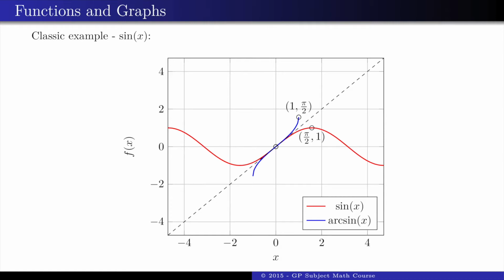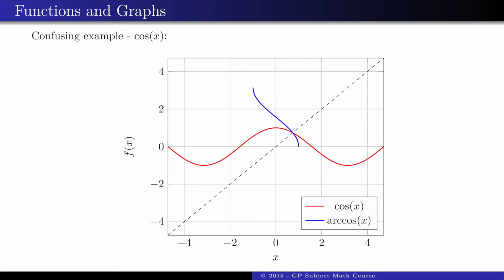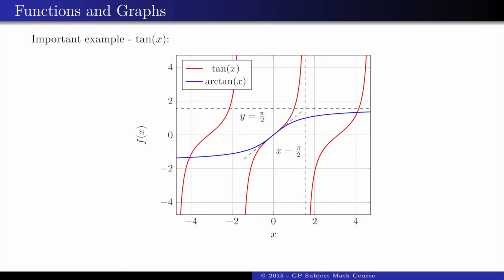This is important. Arc cosine seems strange, but it is the reflection over the y equals x line of cosine. The domain is still minus 1 to 1, but the range is 0 to pi. Oh, the beloved arc tangent.